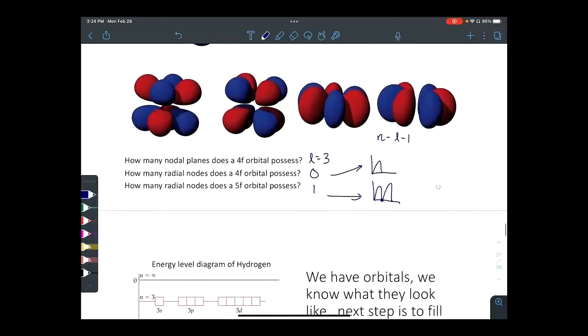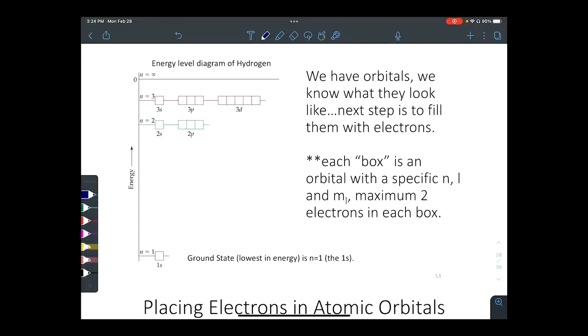So let's start filling them with electrons. Recall each of those orientations, each of those shapes, is a box, and we can put 2 electrons in each box. Now let's start filling them. Each box can have 2 electrons because we have a maximum.